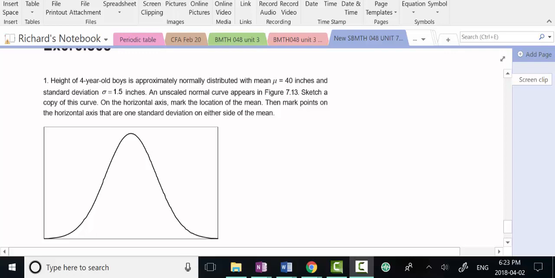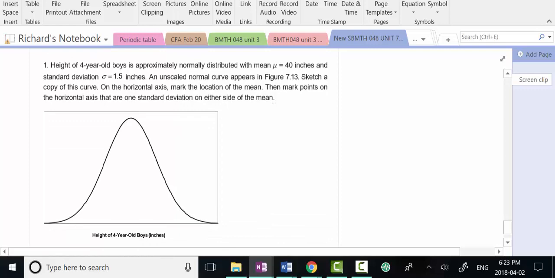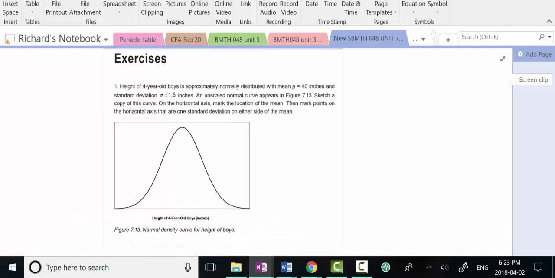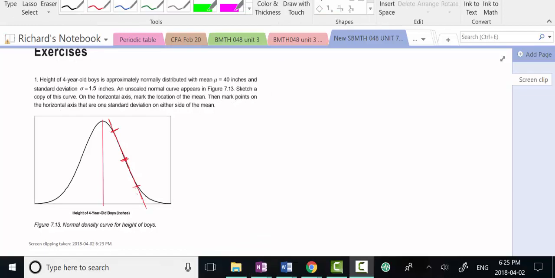I'll give you a couple of tips on a couple of the exercises. So here's exercise 1. What we need to do is identify the mean and the standard deviation. With this curve, height of 4-year-old boys, the mean is 40 inches. So here's 40 on our scale. And to find a standard deviation, it's a standard normal curve.